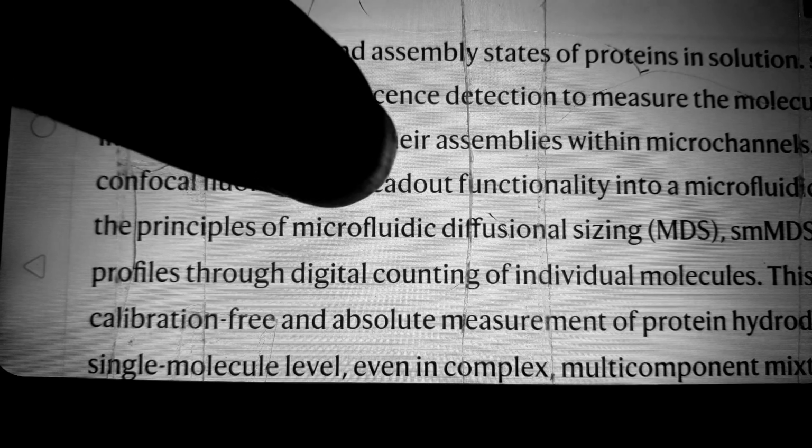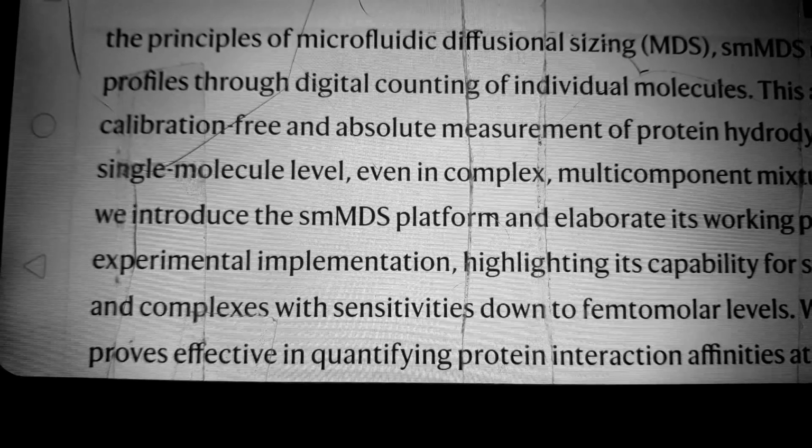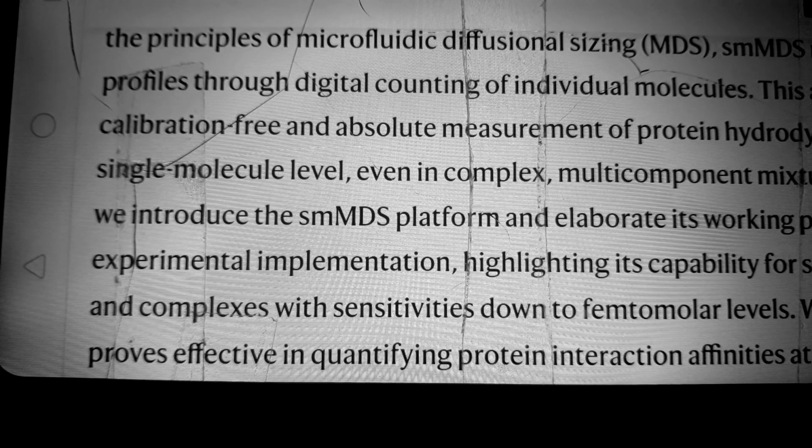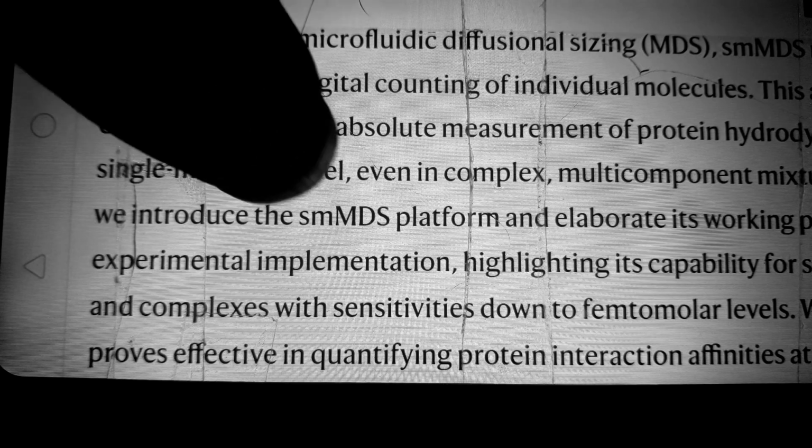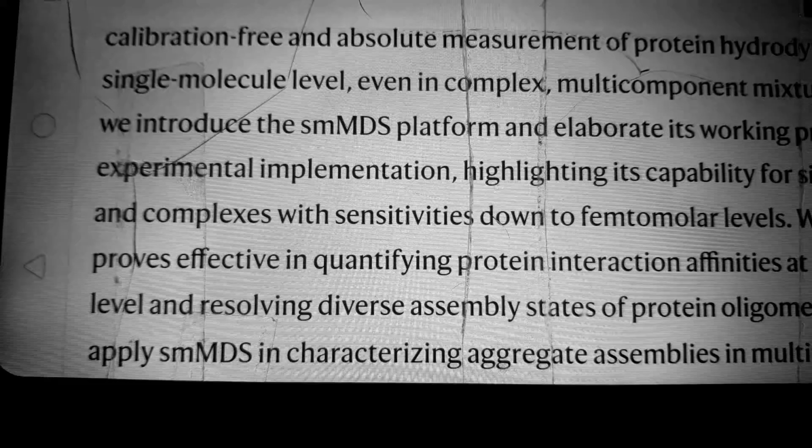SMMDS records diffusion profiles through a digital counting of individual molecules. This approach enables calibration-free and absolute measurement of protein hydrodynamic radii at the single molecule level, even in complex multi-component mixtures. In the following, we introduce the SMMDS platform and elaborate its working principle and experimental implementation.